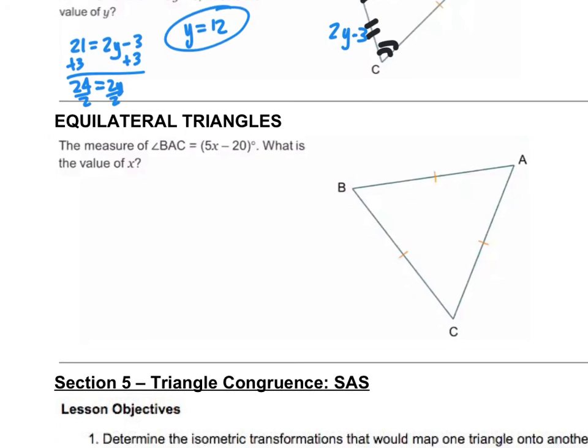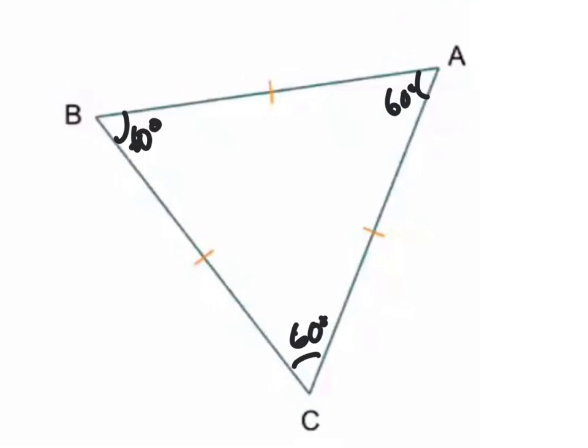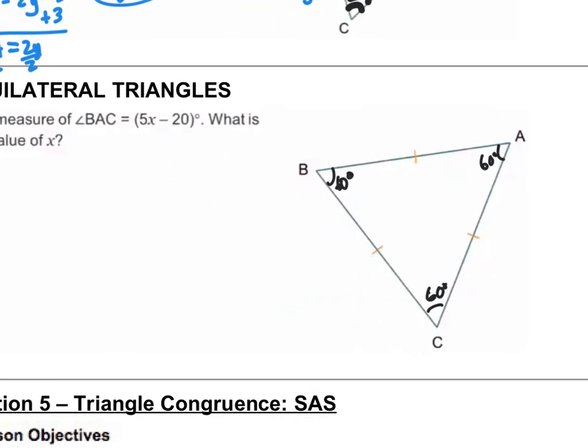Now, on the next one, I have an equilateral triangle. I know that all of these sides are congruent. So if all of these sides are congruent, then I also know that all of these angles are congruent. And if they're all congruent, they're all going to be 60 degrees. That's what I can conclude, based off of facts.